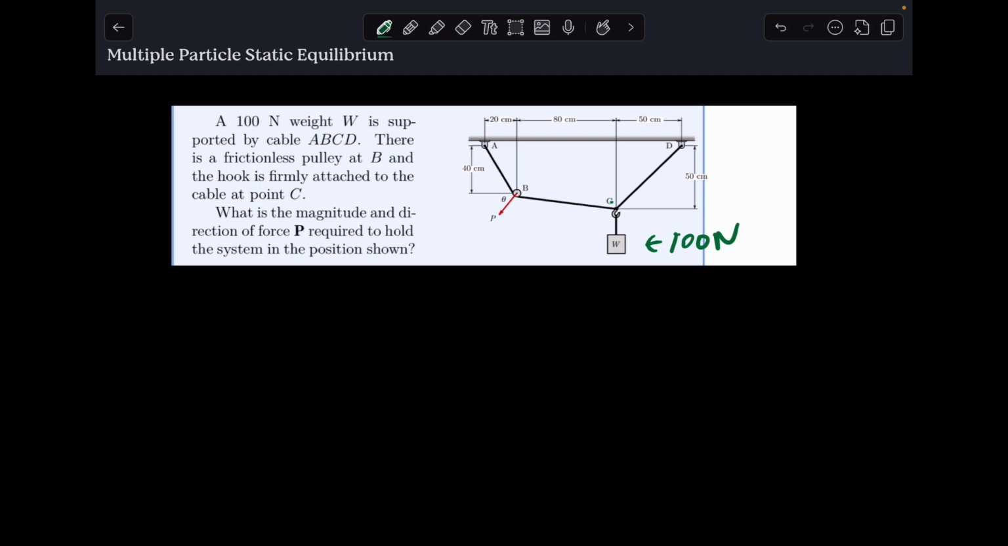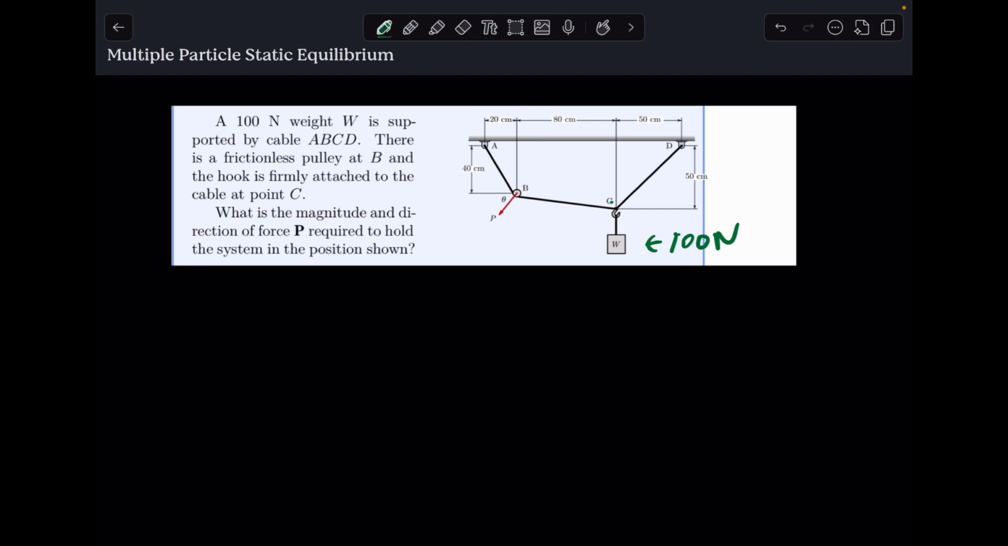The other givens that are going to be important for this problem are our dimensions here: 40, 20, 80, etc. Those are going to be important for solving our problem. So let's start by drawing our free body diagram for point B. Let's get started on that.